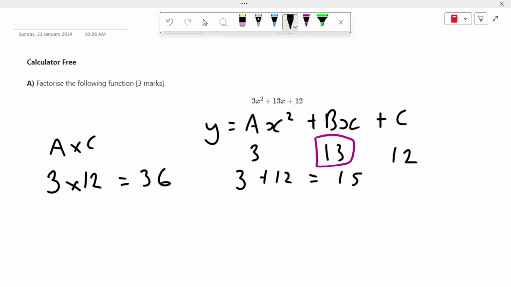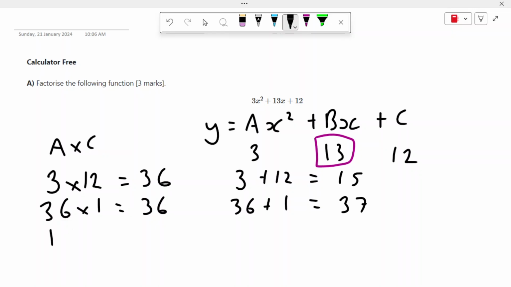Let's try something else. What about 36 times 1? Well, that equals 36, but when you add them, 36 plus 1 doesn't quite equal the target. What about if we divide it by 2? So we've got 18 times 2. That's 36 as always, but I was doing the wrong thing and adding them in my head over here.